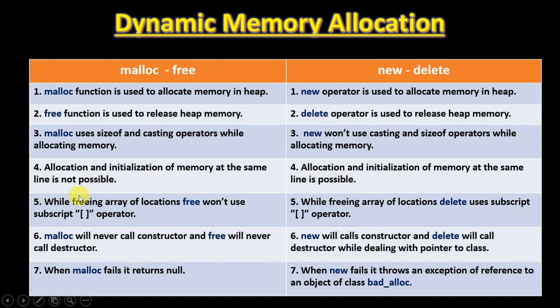While freeing an array of locations, free won't use the subscript operator, that is, the subscript operator is not required. But while freeing an array of locations using delete, you have to use the subscript operator. If you are not using it, only the first location will be removed from the memory. All others will remain in the heap memory like that only. Then it leads to memory leakage.